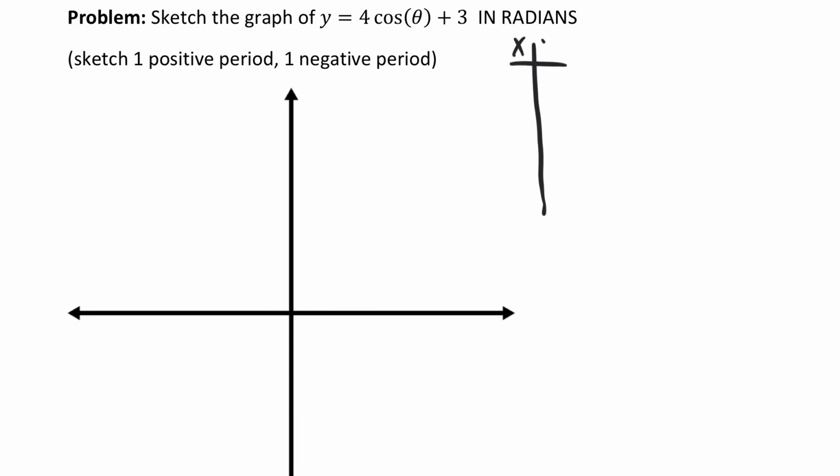So our initial XY table is going to look like 0, but then instead of 90 degrees, that's pi over 2. Instead of 180 degrees, that's pi. Then we have 3 pi over 2 and then 2 pi. Those are our key points, but written in radians instead of degrees. Now the y values are still the same for cos. It's 1, 0, minus 1, 0, and 1. All right, now we need to get some new values. The y is going to be multiplied by 4 and add 3.